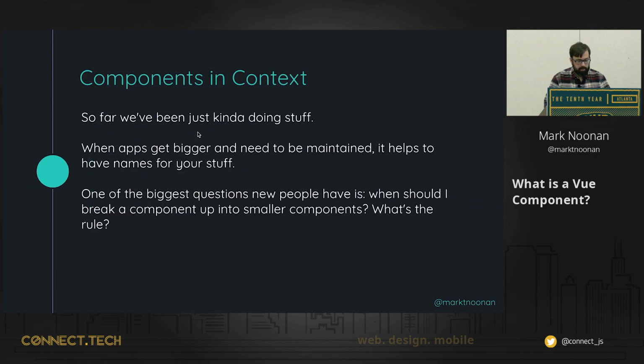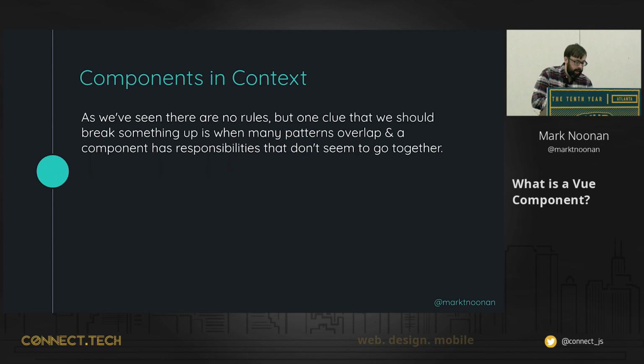We've just sort of been doing stuff to get to know Vue and explore some of these features and make the next thing that we need. As we make bigger and bigger apps that need to live for longer, we probably need better names than the ones that I made up on the fly for these components. And one of the bigger questions that people who are new to Vue are asking is, when do I have to break this up into components that are smaller? And what's the rule? How many lines, how many features, how many things have to be happening in there for me to break this up?